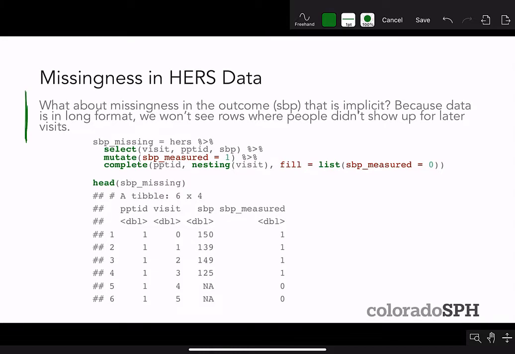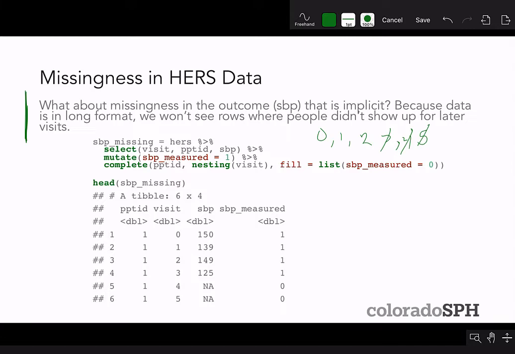But because data is in long format, we won't see rows where people didn't show up for later visits. So let's say you showed up for visit 0, 1, and 2, but you didn't show up for 3, 4, and 5. You're not going to have rows corresponding to visits 3, 4, and 5, but you're still missing values of the outcome and all the other covariates at those time points. So that still counts as missing data, even though there's no NA value there.